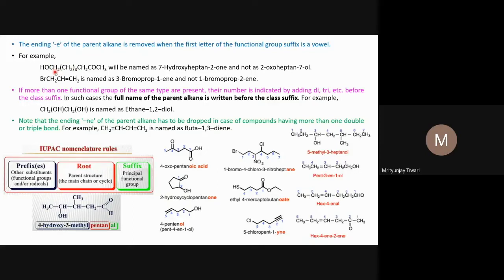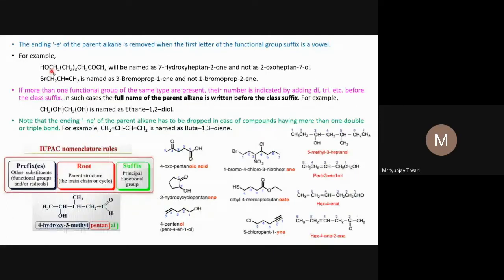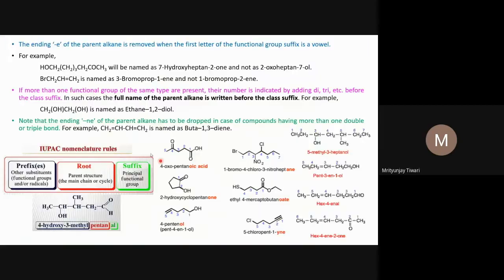What we see is that this OH group will be considered as a prefix substituent, at the 7th carbon atom. So this will become 7-hydroxy. When the OH group is used as a prefix, the prefix is hydroxy, so 7-hydroxy. Then the parent chain name will be heptane because it contains 7 carbon atoms, but the E of heptane will be removed and the one will be added.